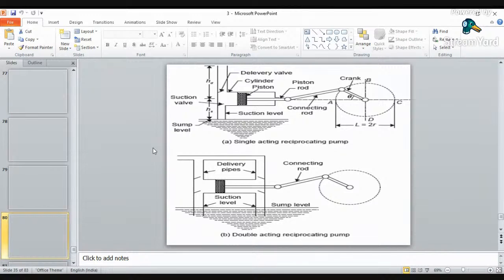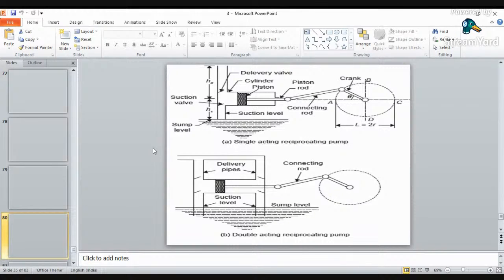Now see, when the crank is at position A, just refer to this figure, the piston is in the extreme left position in the cylinder. As the crank moves from A to C position, that is from 0 to 180 degrees, the piston is moving towards the right of the cylinder. The movement of the piston toward the right creates a partial vacuum in the cylinder, but on the surface of the liquid in the sump, atmospheric pressure is acting.